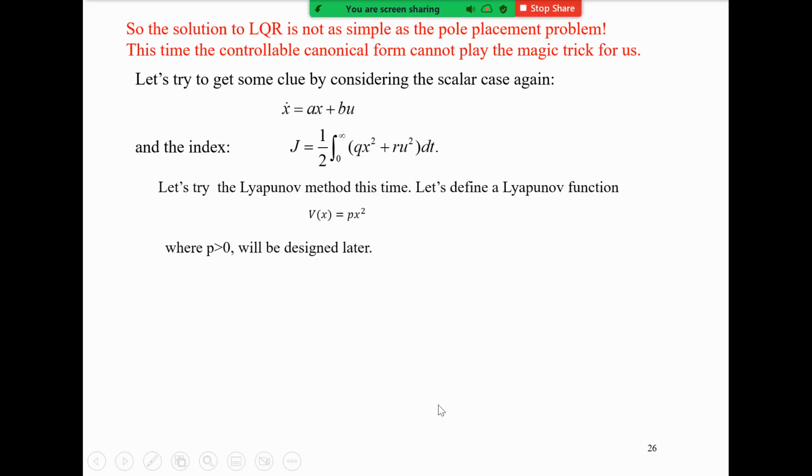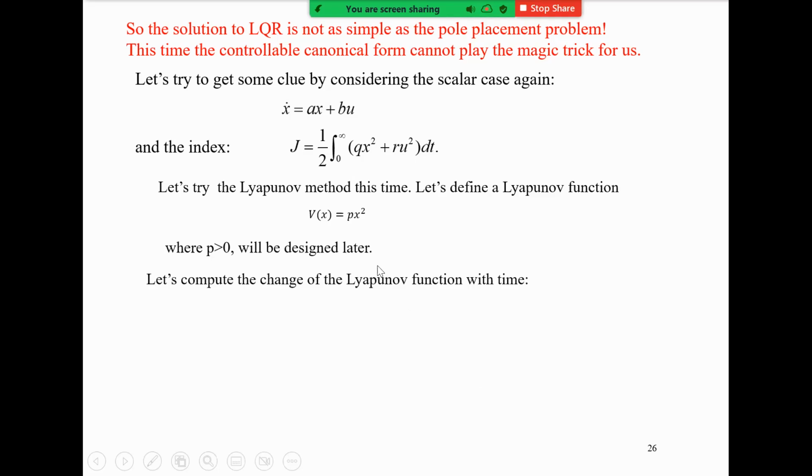So this time we are going to try the Lyapunov method. Then we define our Lyapunov function, right? You learned the Lyapunov function in part 1. So we put V equals P times x squared. And we know, of course, P has to be positive. But which P are we going to use? Actually, that was the key. So we say, we know it is positive. We want to design it later.